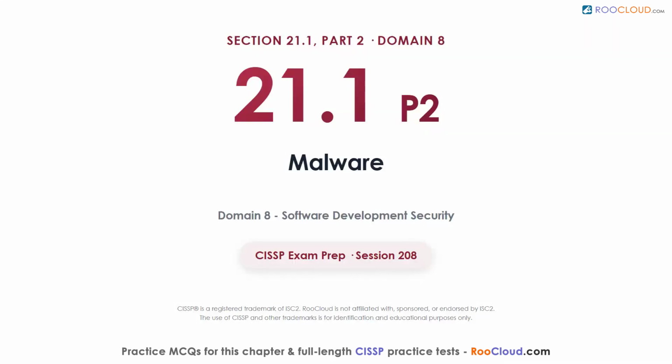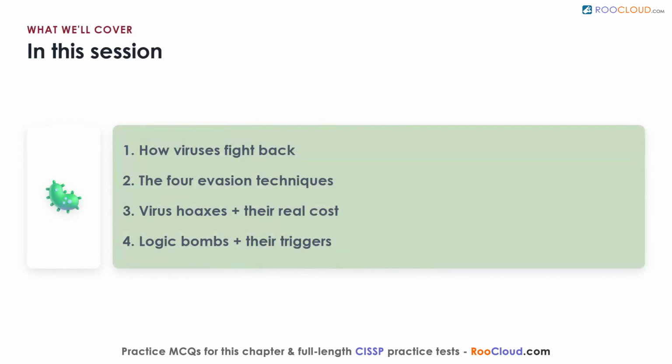Welcome to section 21.1, part 2. This is the 208th session of the CISSP exam prep series. Having seen how viruses spread, we now look at how they hide, plus 2 more classic threats. In this session, we'll dig into evasion and 2 related code objects.